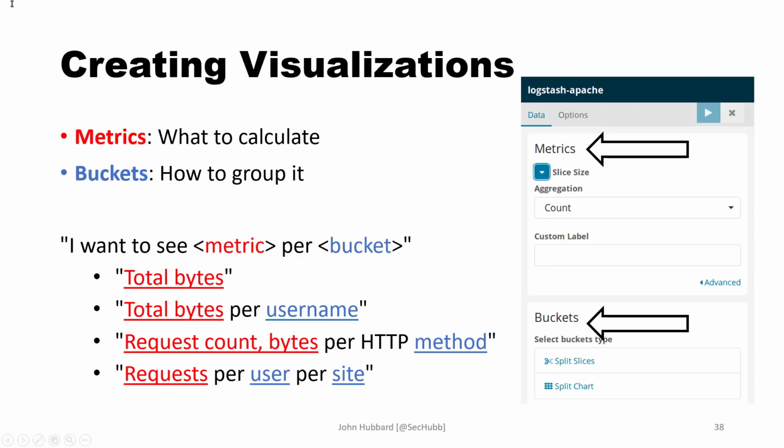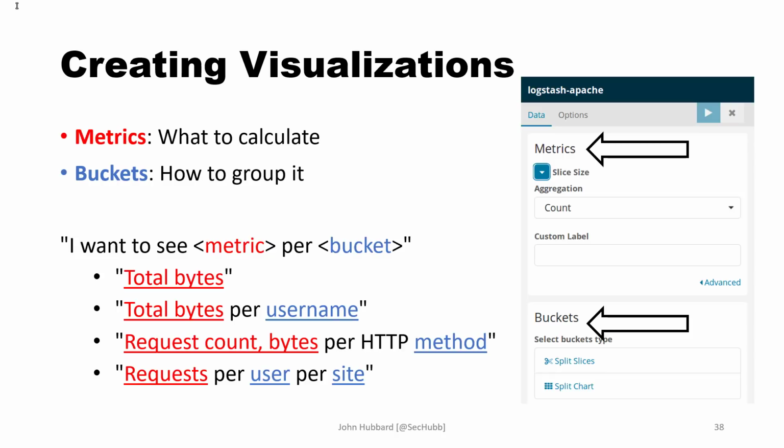If you have used something like Microsoft Power BI, then this is very similar to that. The question you're answering is, I want to see a metric per bucket. You don't have to use a bucket at all; I can just see total bytes. Or I can say, I want to see total bytes transferred per username, or request count and bytes per HTTP method, or requests per user per site. We can nest buckets. That's what this is doing.